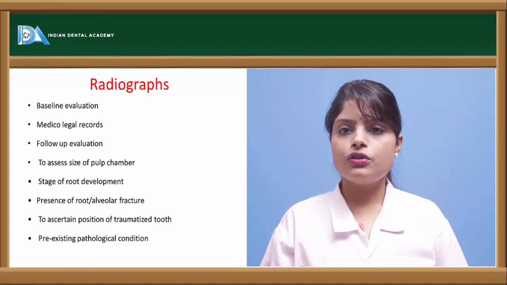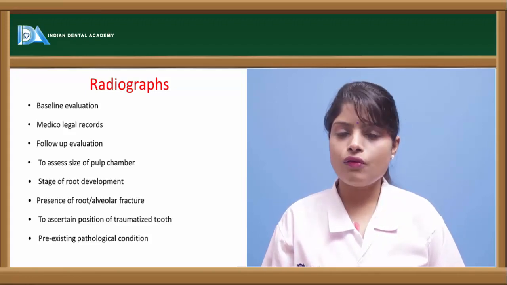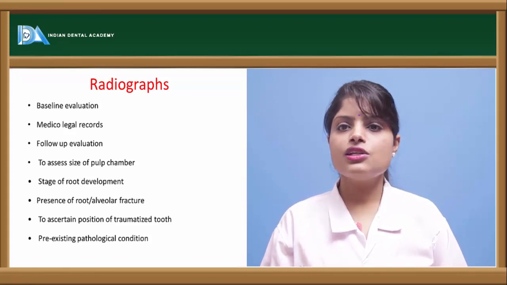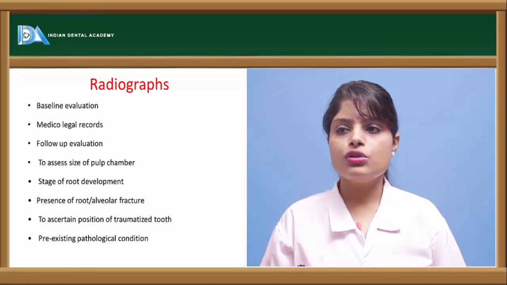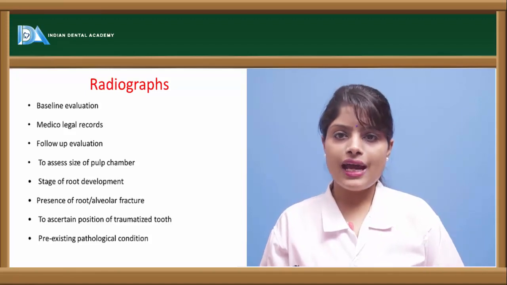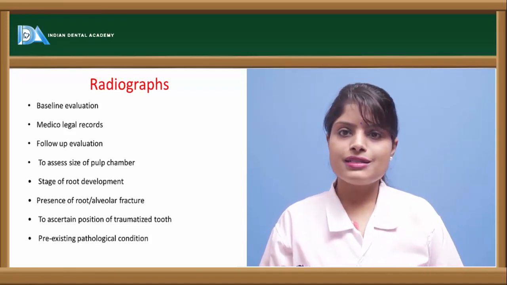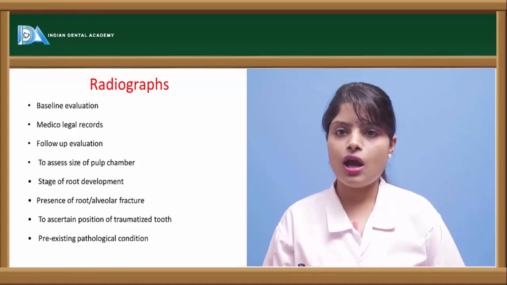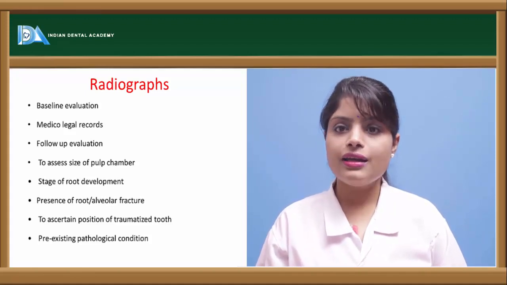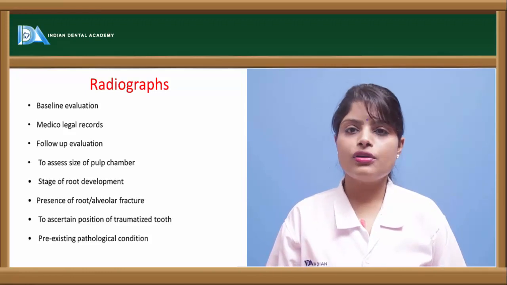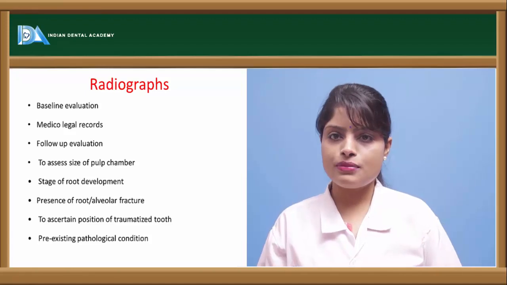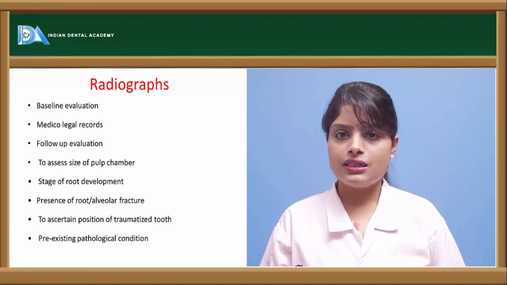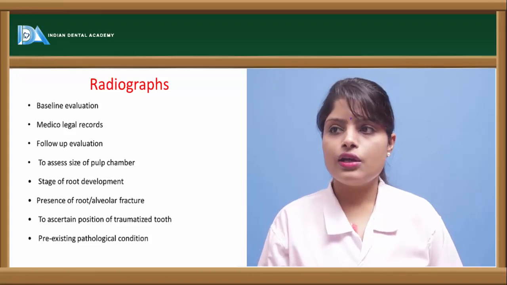Even the stage of development of the root, which will further decide the treatment plan of the tooth, whether it will go for apexification or apexogenesis or pulpectomy or pulpotomy or even root canal treatment. The presence of any alveolar fracture or any root fracture can be ruled out from the same radiographs, and if there is any pre-existing periodontal anomaly or any pathological condition like periodontal abscess or gingival abscess, this can also be taken into consideration by means of a radiograph.